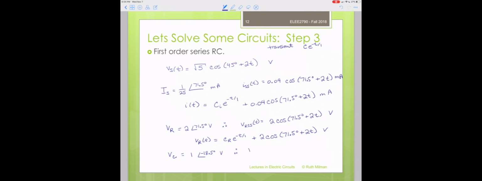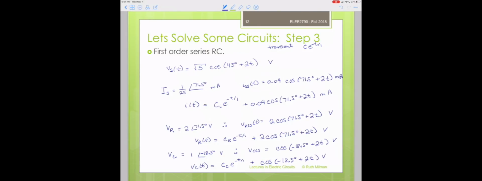So therefore, our capacitor steady state is equal to the cosine of minus 18.5 degrees. Notice that that is 90 degrees out of phase with the resistor, plus our frequency of 2t in volts. Take that, put together our final capacitor voltage, and that's going to simply equal some constant times e to the minus t over 1 plus the cosine of minus 18.5 degrees plus 2t volts.